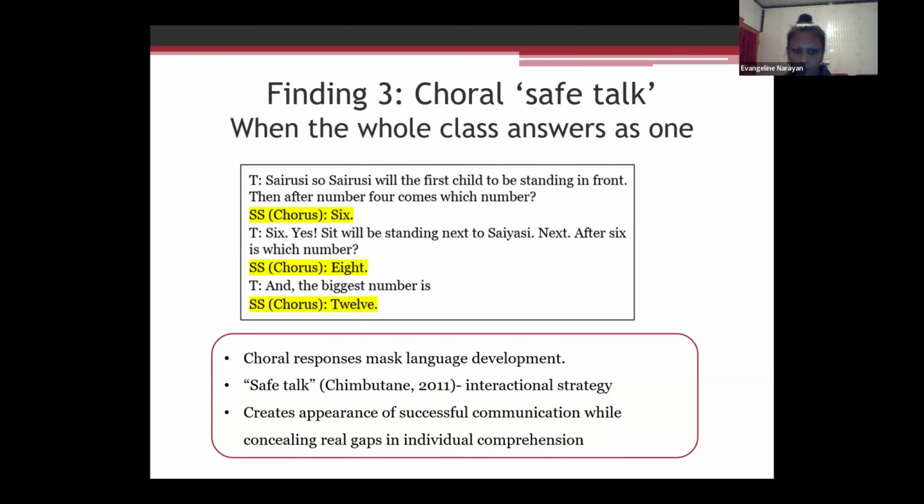So choral responses, if you're looking at second language development, actually mask the language development that is taking place, and teachers are not able to evaluate whether the students are actually able to produce the language. So this can be regarded as safe talk. Safe talk is an interactional strategy that creates an appearance of successful communication while concealing real gaps in individual comprehension, as we can see.